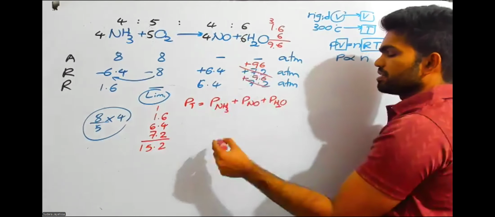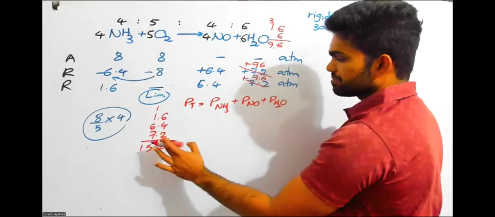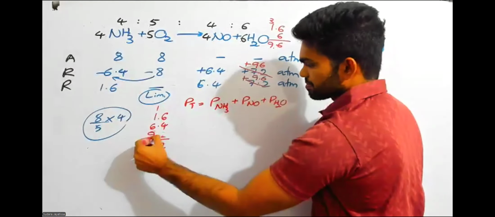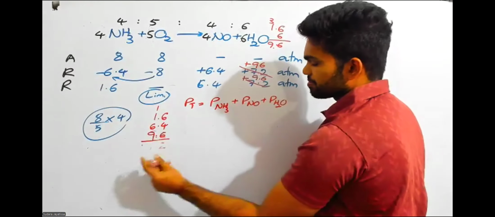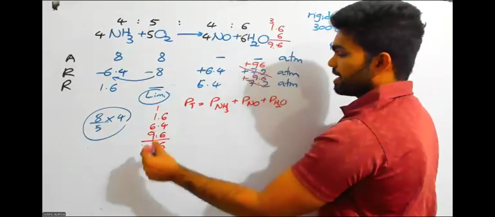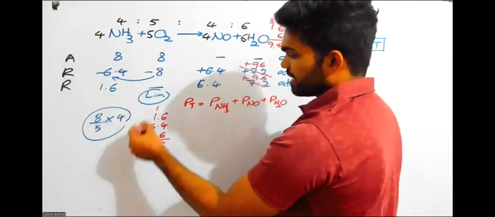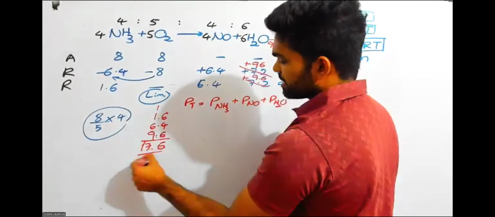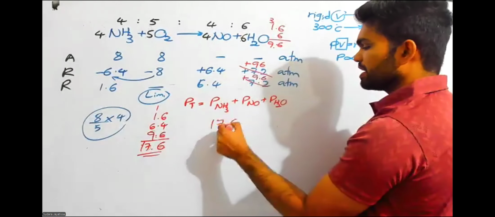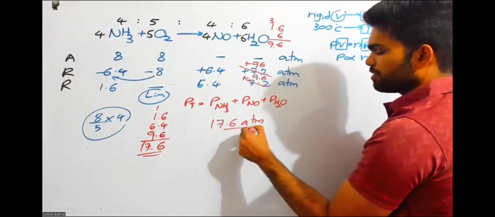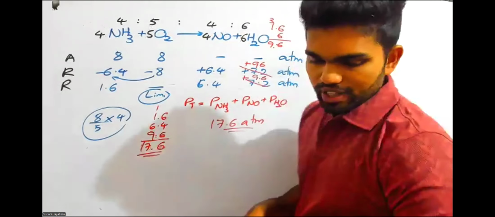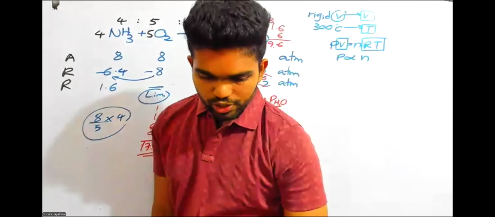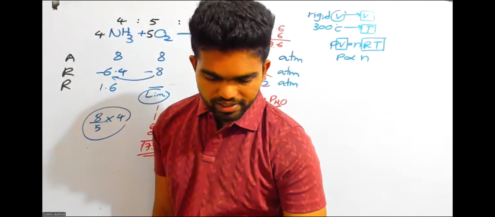9.6. So then here, when you're adding them, what is the answer? 6. And there's 1 here, 10, 17.6, 18. But unfortunately, that answer is not there. Check the answers. It is 17.4.